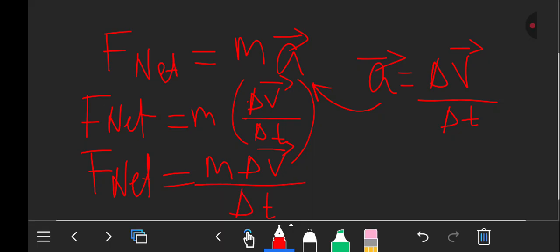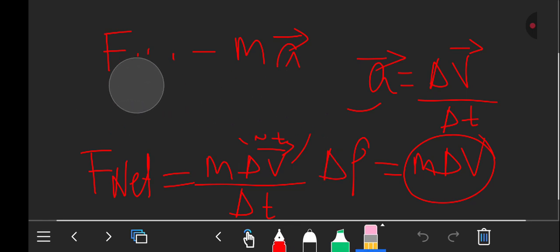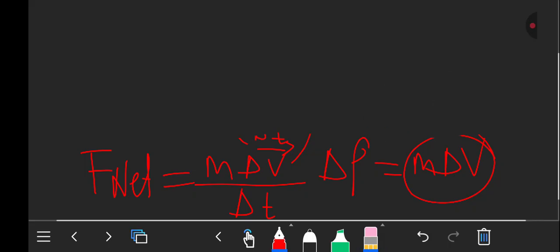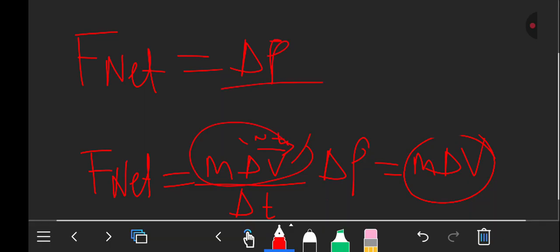But we've just looked at mass multiplied by change in velocity, which we are calling momentum. So we discussed that momentum is equal to the mass multiplied by velocity. So where there is mass multiplied by change in velocity, we can substitute change in momentum. So net force will be equal to the change in momentum over change in time.